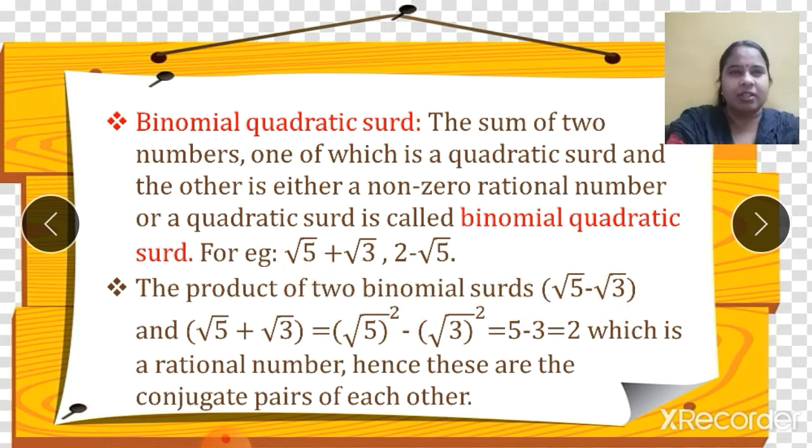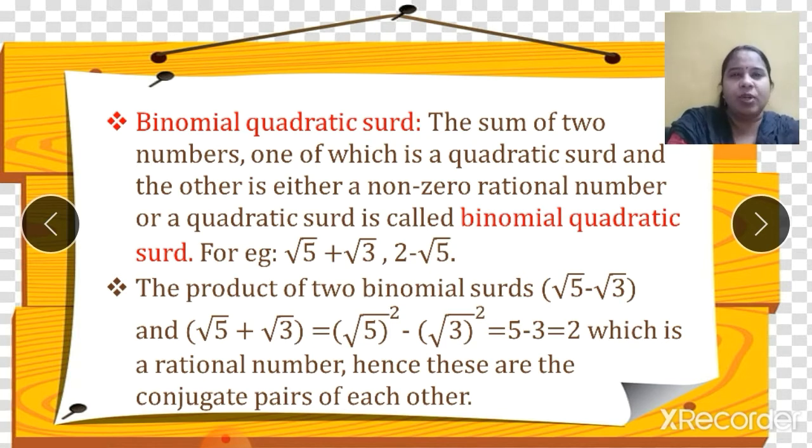Try to understand. Okay. See, the sum of two numbers, one of which is a quadratic surd. So the first part which I want you to understand in this is what is the meaning of quadratic surd, which I have already told you. Surds of the order 2 are called quadratic surds. See, this is square root of 5, order is 2. This is square root of 3, order is 2. Yes? Then see what is given.